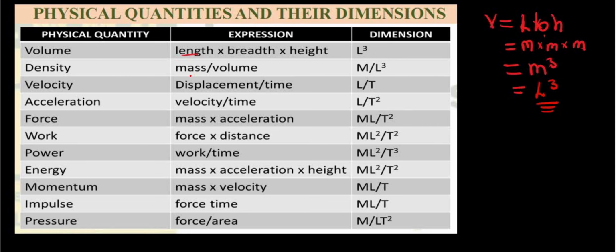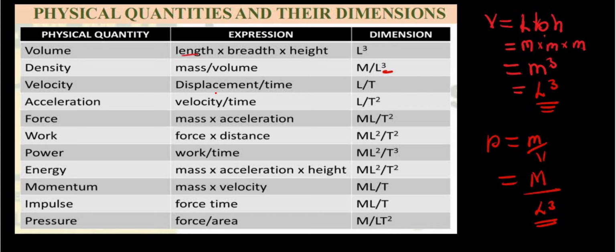If you look at the other one, density. What is the formula of the density? The formula of the density is mass over volume. So what is the representation of the mass in dimension? Remember that it's represented by capital M. How about volume? It's L cubed. So this is the one that we are seeing on this side.